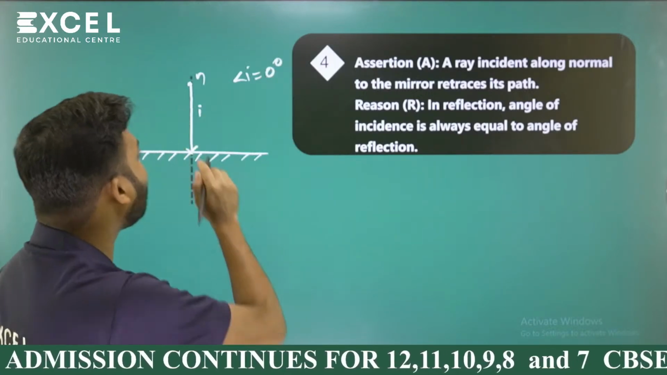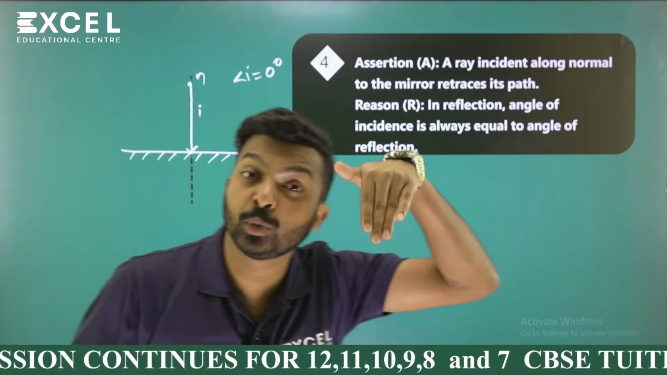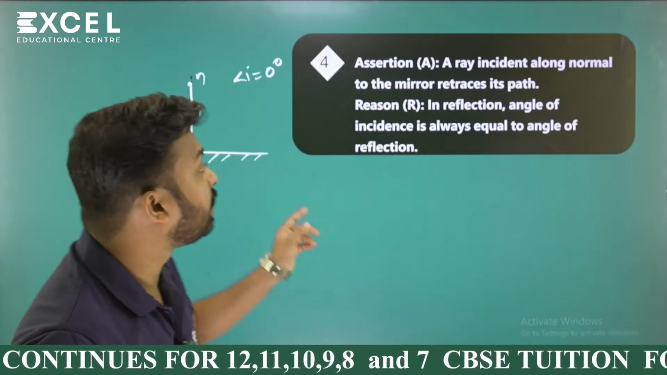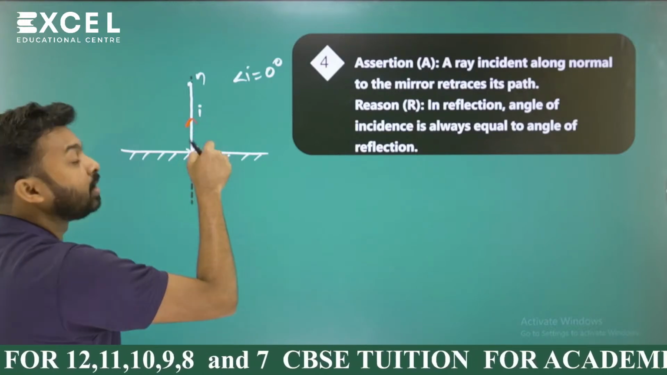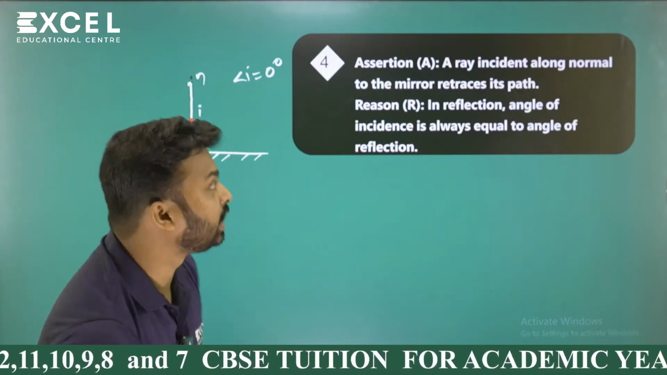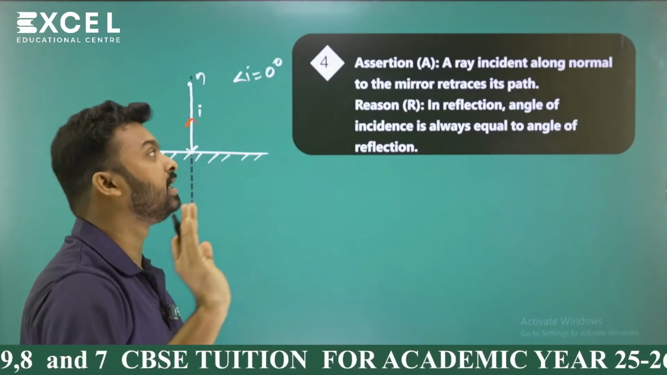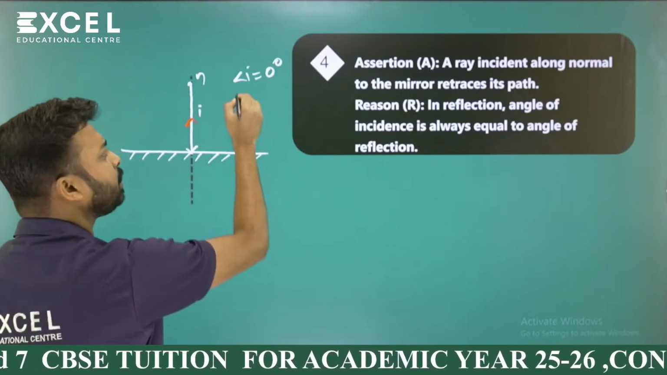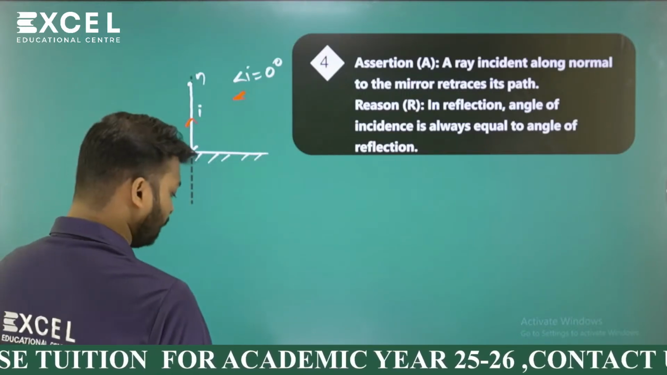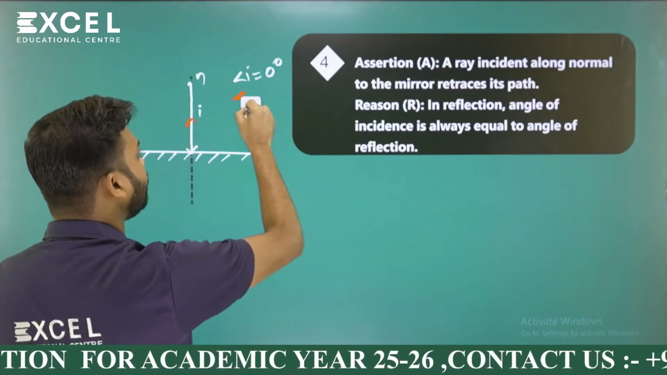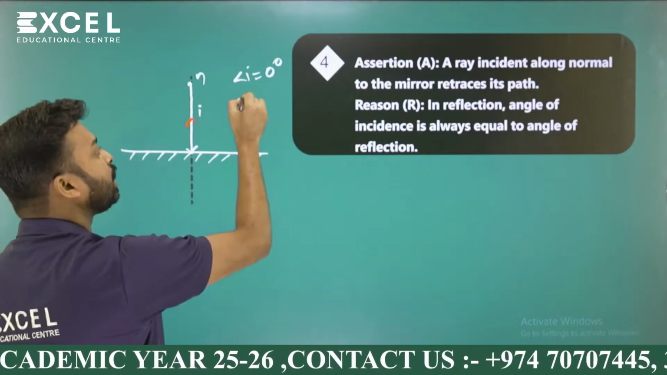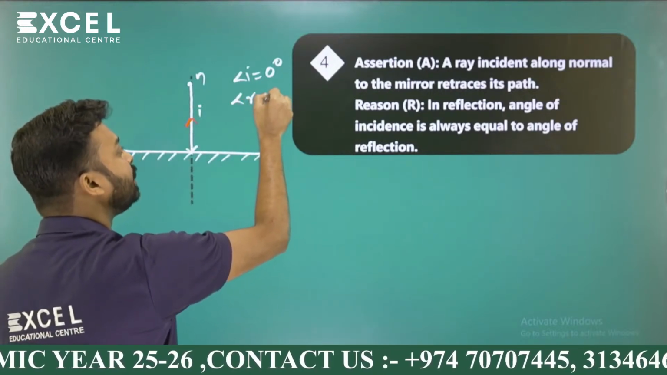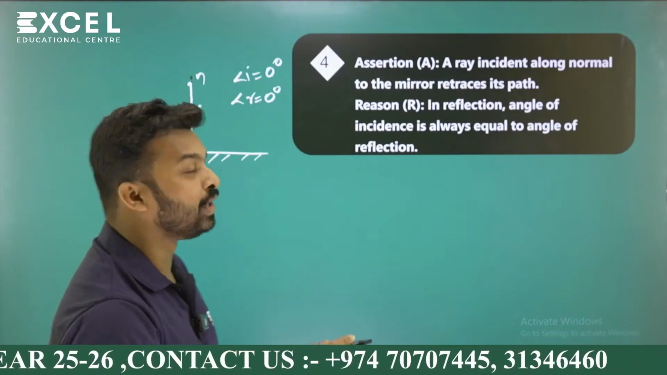Understood? And what happens to this beam which is coming along the normal? After reflection, it will bounce back through the same path. So it retraces its path. So the assertion is right. So what should be the angle of reflection, people? If the angle of incidence is 0, then the angle of reflection should also be equal to 0. Why is that? We know the second law.